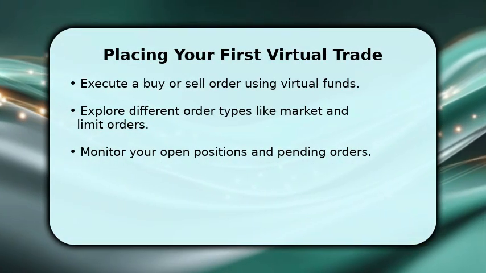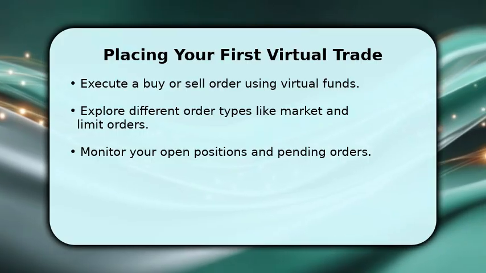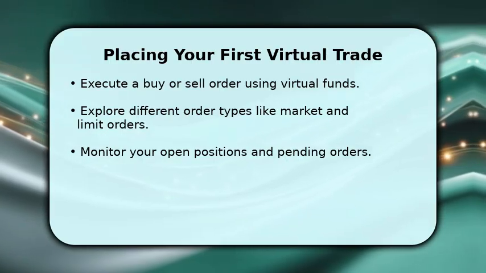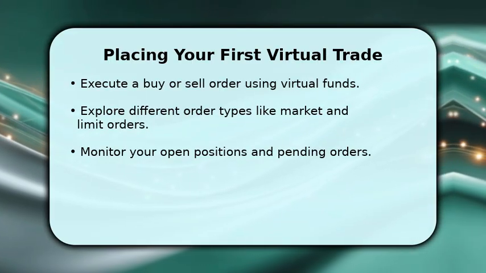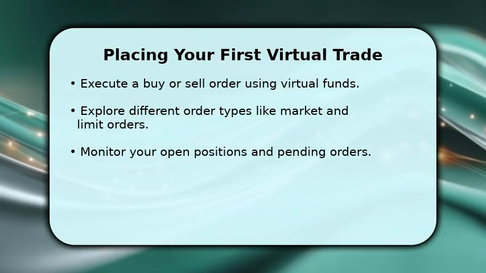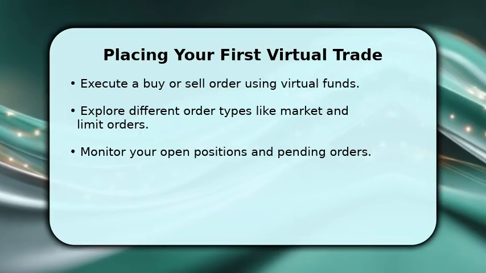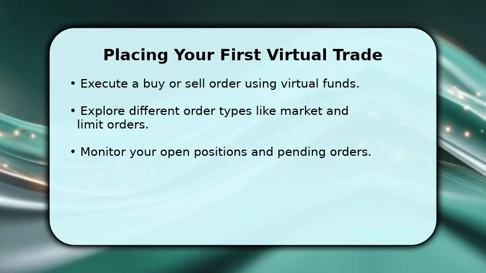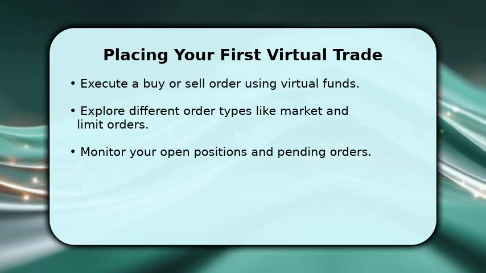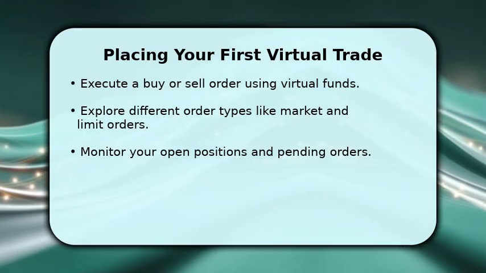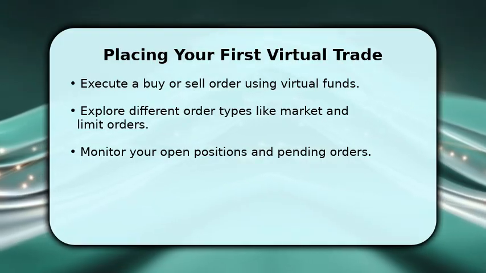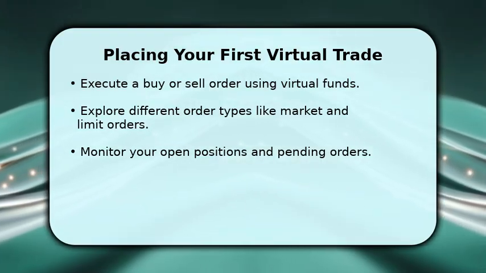Now that your paper trading account is active, let's place a trade. You can use the buy or sell buttons directly on the chart or through the order panel. Experiment with market orders for instant execution or limit orders to specify your desired price. Once placed, your virtual position will appear in the trading panel. This hands-on practice helps you understand order flow and execution without any financial risk, building confidence in your trading decisions.